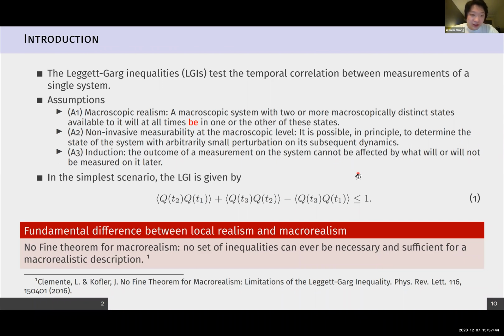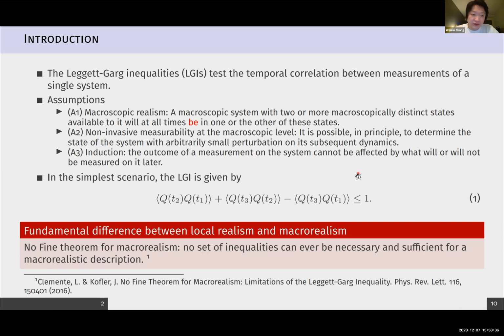Now, the third assumption was added later on by Leggett and others, and it's called induction, which says that the outcome of a measurement on the system cannot be affected by what will or will not be measured on it later. Even though A3 is necessary for the derivation of the Leggett-Garg inequalities, you can see that A3 reflects the notion of causality and the arrow of time. So A3 should be satisfied by both classical and quantum systems. But it is obvious that quantum mechanical systems will violate the first two assumptions, and measurements in time on quantum mechanical systems will violate the Leggett-Garg inequalities.